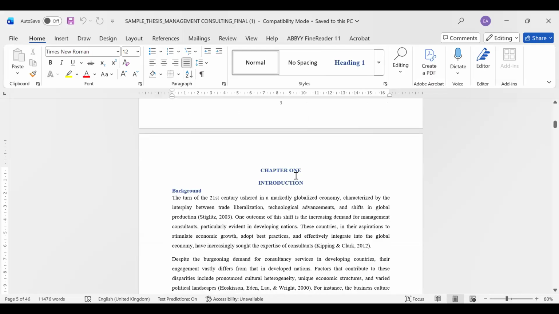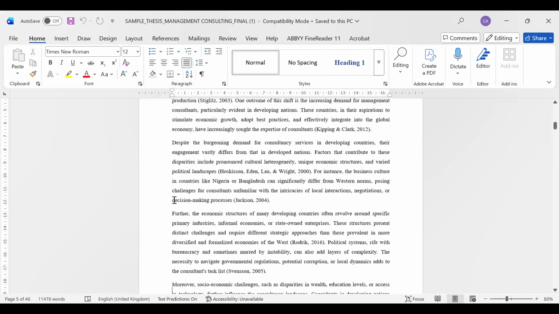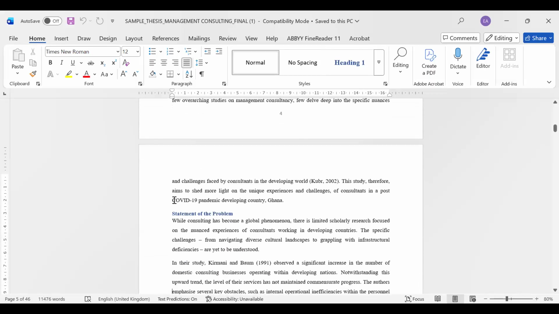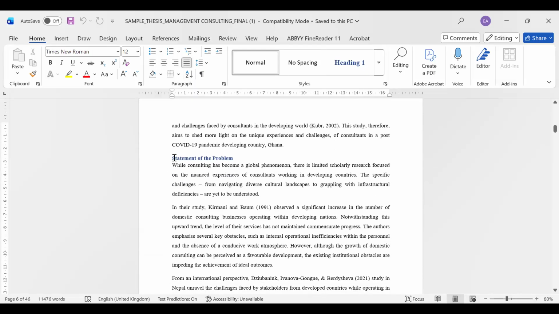Chapter 1. The name of chapter 1 is introduction. Then you have background. In the background, we've already talked about what is required. I will not belabor the point. I will move straight away to statement of the problem. As we have just seen, the statement of the problem must come from the literature.